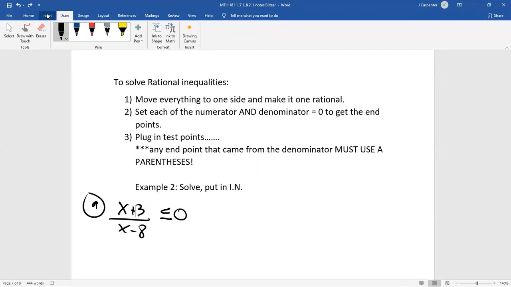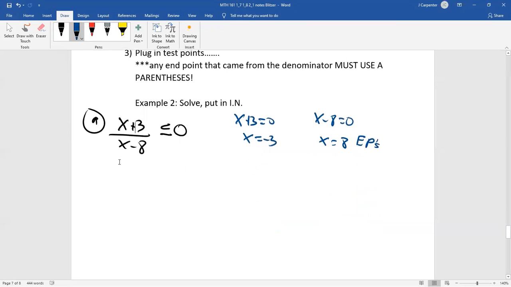All right, so what do we do? We set the numerator, which means top, equal to 0, and we set the bottom equal to 0. So our side work, we set x plus 3 equal to 0, and we set x minus 8 equal to 0. Subtract 3, add 8, that gives us x equals negative 3, and x is equal to positive 8. Those are our endpoints, not the solutions.